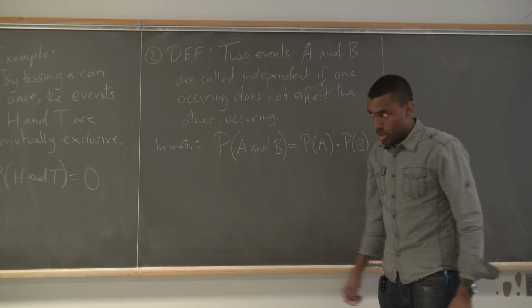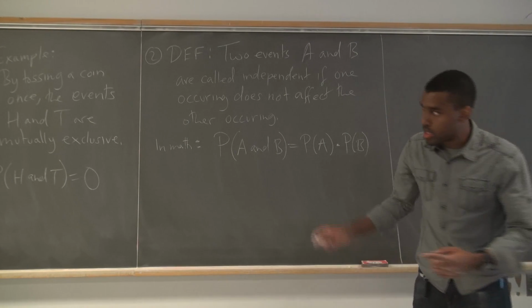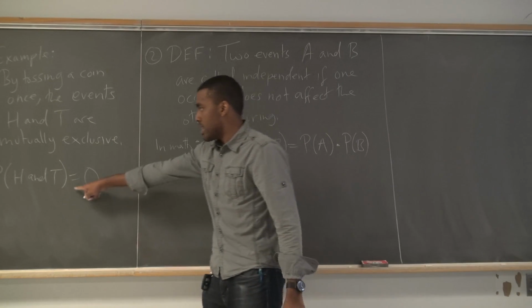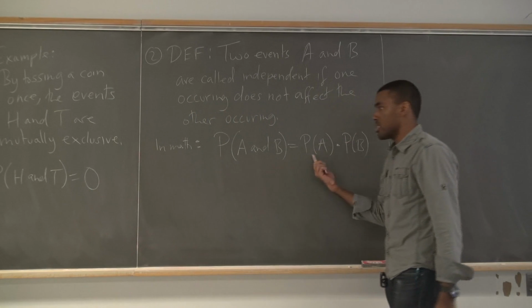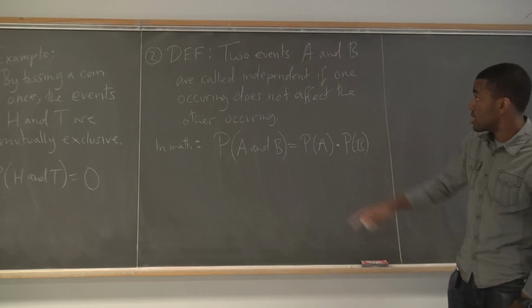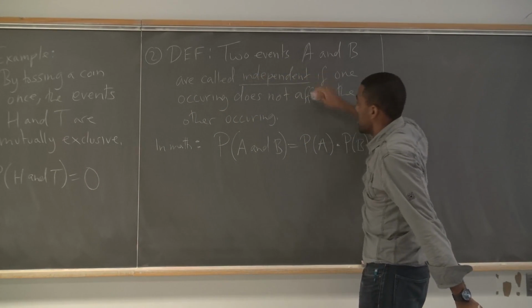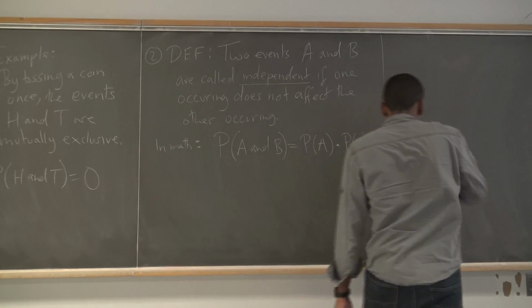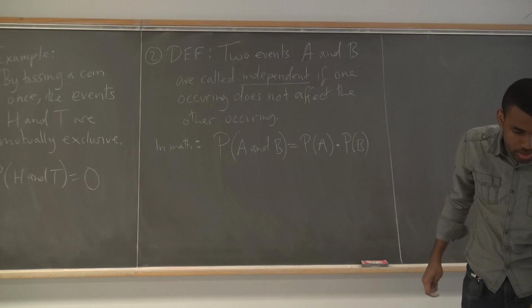I've seen students mix these two up all the time. They're not the same thing, right? One means "and" is 0, and the other means "and" is the product of the two probabilities, right? This is independent, it's when they're the product. Mutually exclusive means they cannot happen together. So they're two very different situations.